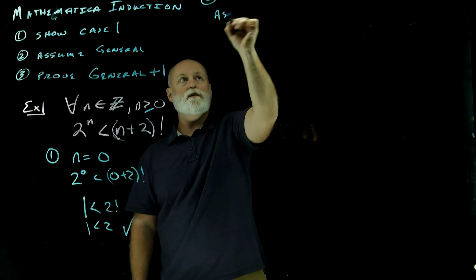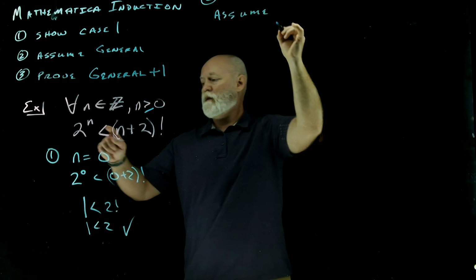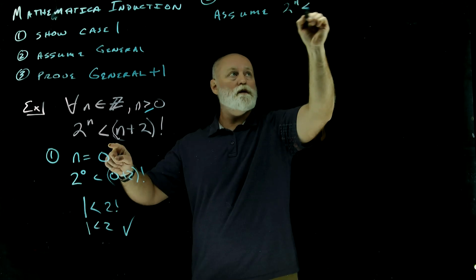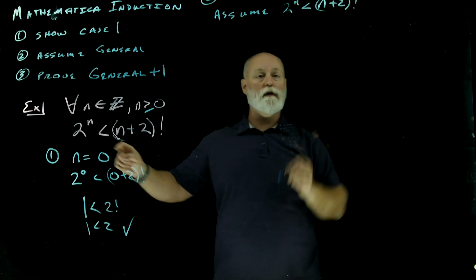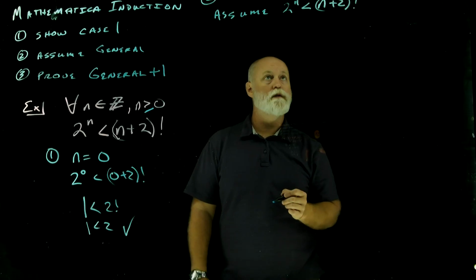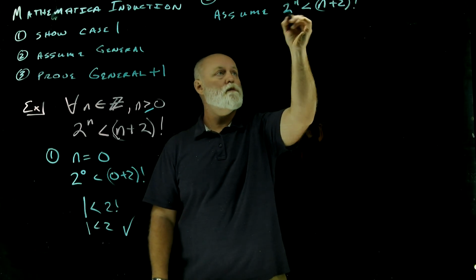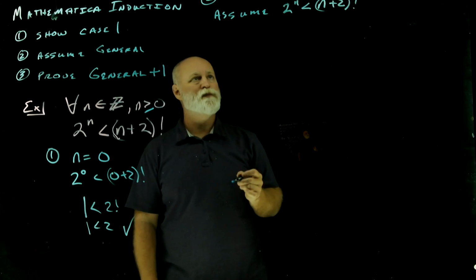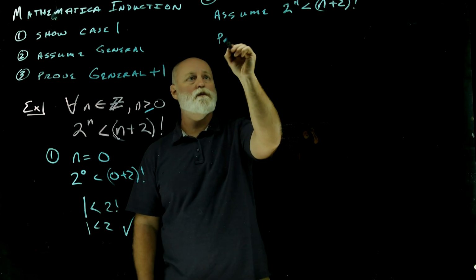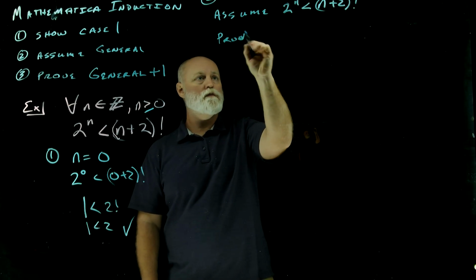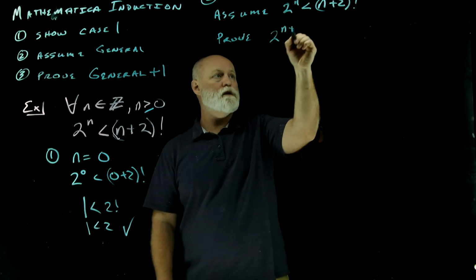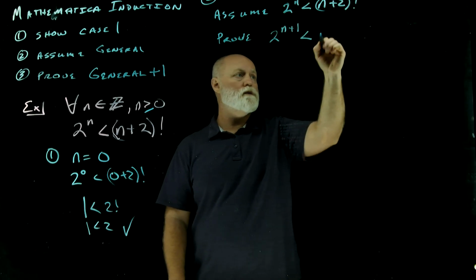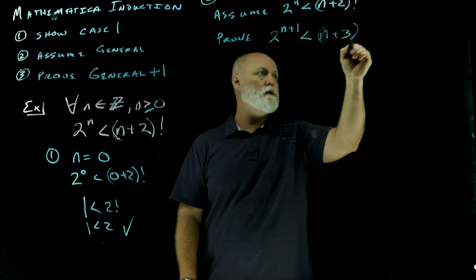Part 2, all right? Part 2 is assume the general case. So assume that 2 to the n is less than n plus 2 factorial. Okay, and that's a little bit off the board, sorry about that. Now, we want to prove that 2 to the n plus 1 is less than or equal to n plus 3 factorial.